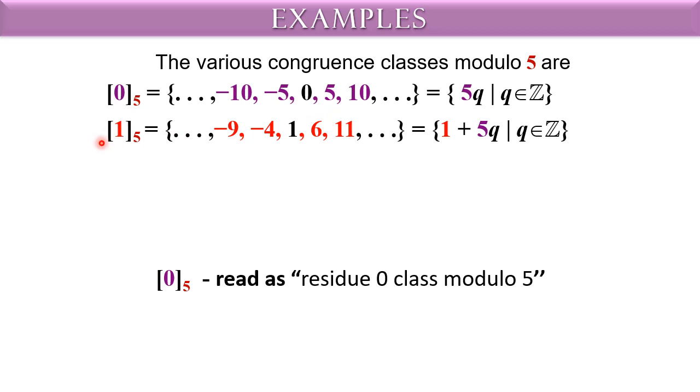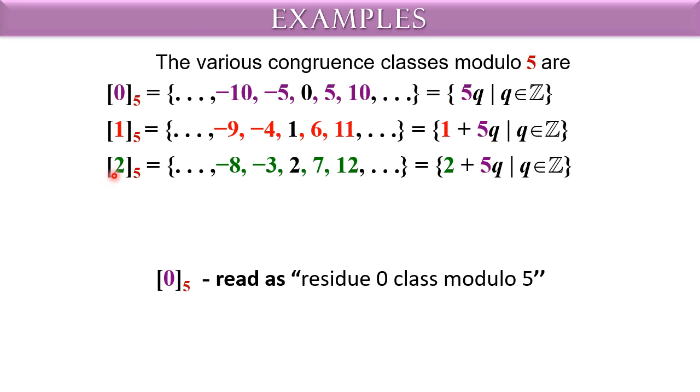Next, we have this residue 1 class modulo 5. Same goes here. These are the set of integers that when divided by 5 will leave a remainder of 1. To give some, we have -9, -4, 1, 6, 11, and many other numbers that will leave a remainder of 1 when divided by 5. Generally, if we are going to determine all of the integers that will leave a remainder of 1 when divided by 5, we may follow this formula: 1 plus 5q, where q is an element of integer.